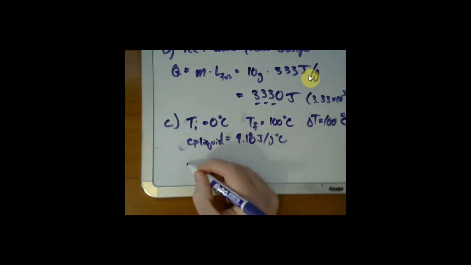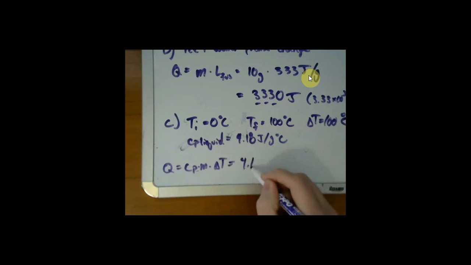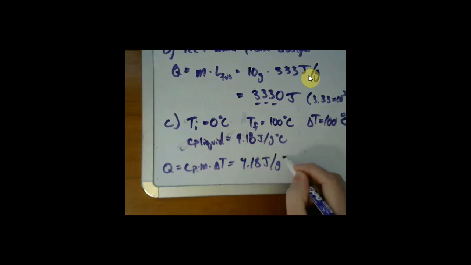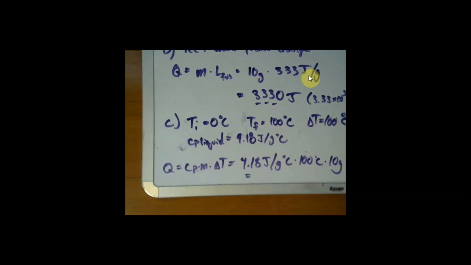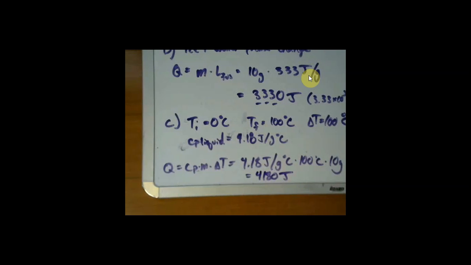Plug that all in. Again, Q equals Cp times m delta T equals 4.18 joules per gram degrees C, 100 degrees C, 10 grams. And if you plug that into your calculator, you should agree that that is equal to 4,180 joules. And again, that's letter C in your book.